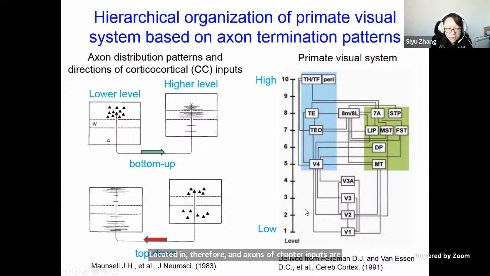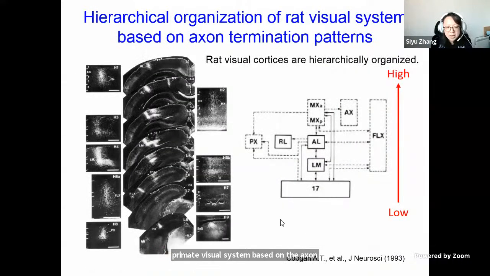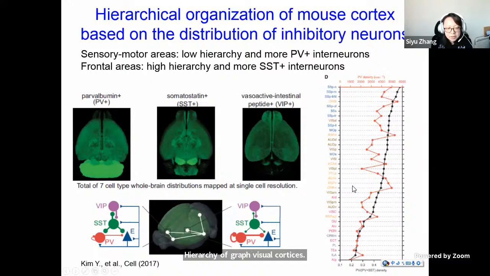In 1991, Felleman and Van Essen generated the hierarchical organization of the primate visual system based on the axon distribution patterns. Around the same time, Coogan and Burkhalter's lab found conserved axon termination patterns of cortico-cortical inputs in rats and defined the areal hierarchy of rat visual cortices. Recently, a series of significant progresses have been made in the hierarchical organization of the mouse brain. In 2017, Austin's lab proposed a hierarchical organization of the mouse brain based on the distribution of inhibitory neurons.